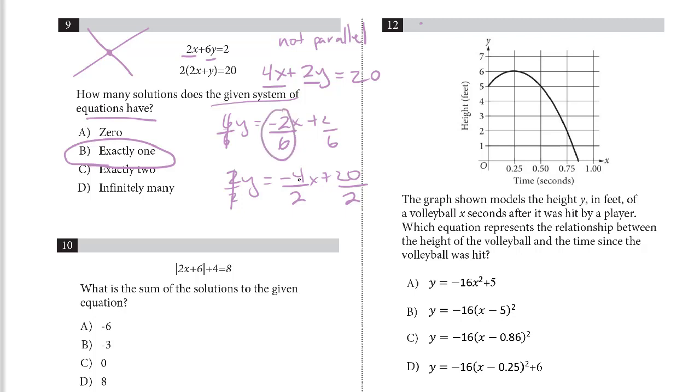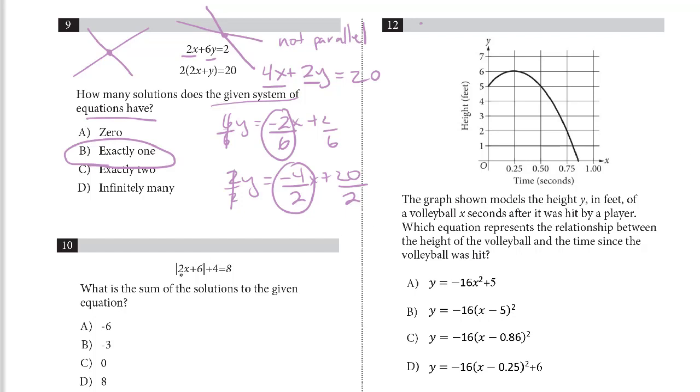Minus 2/6 and minus 4 halves are very different slopes, which means, again, we have two lines that are going to intersect. In fact, they're both negative slopes. It's just that one is going to be flat and one's going to be really steep. So that's probably a better graph right there. In either case, B is the correct answer in number 9.